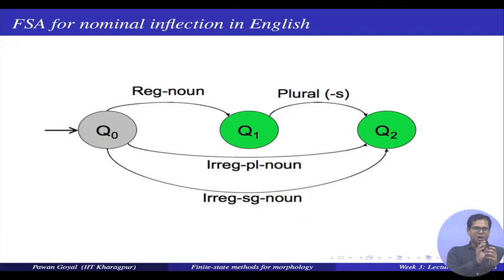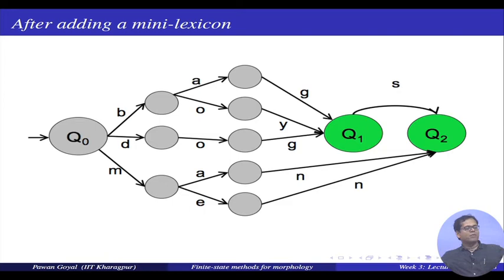But now I want to include the lexicon. So let's take a very, very simple and small lexicon. I have the words bag, boy, and dog as the regular nouns, and man as the irregular noun. I want to recognize all the singular and plural forms. So what do I do? You see here, from the state Q0, I now have all the possible intermediate states that take the regular singular nouns to Q1. I have different nodes for B, and then the B is shared among bag and boy. Similarly there is a different path for dog, and finally all of these go to Q1, all the regular nouns in the singular form.